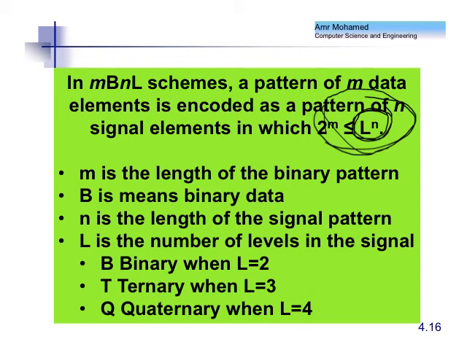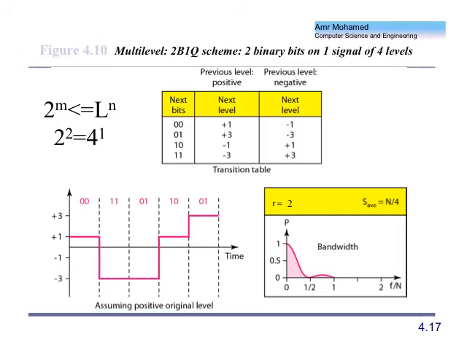Examples, because this might sound a little bit difficult and it's getting very deep. That's fine. When we talk about examples, this becomes very easy. So, example. This technique talks about 2B, 1Q. What does that mean?